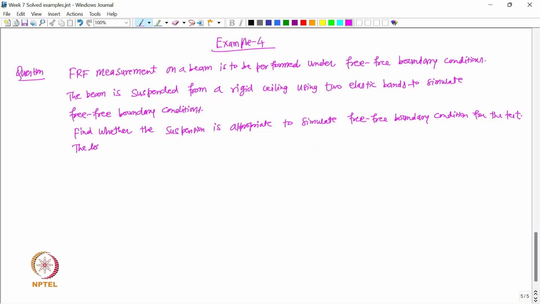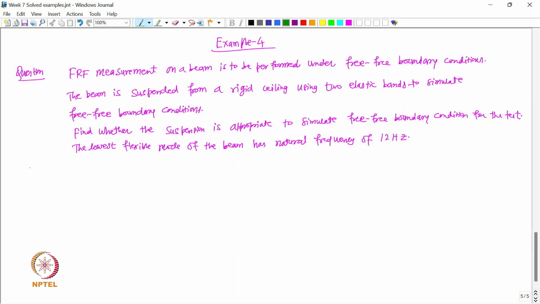The lowest flexible mode of the beam has natural frequency of 12 hertz.